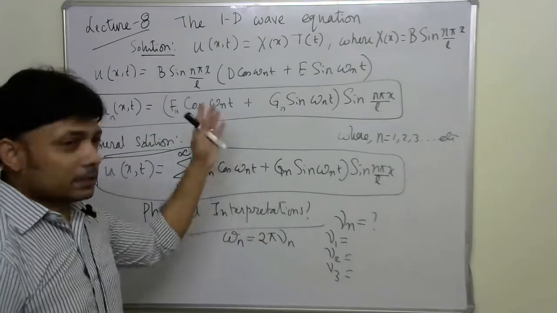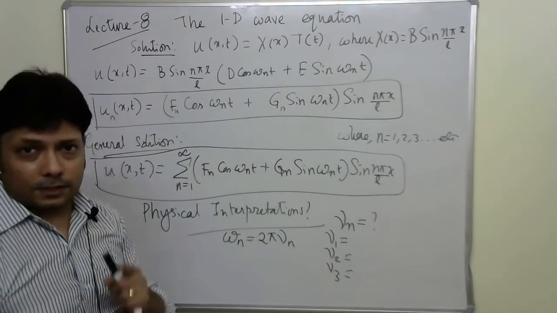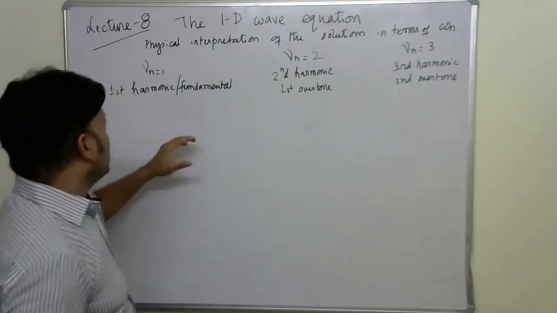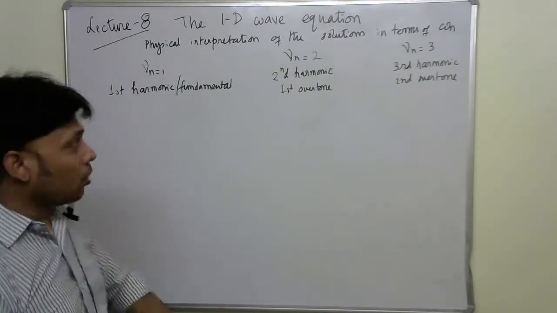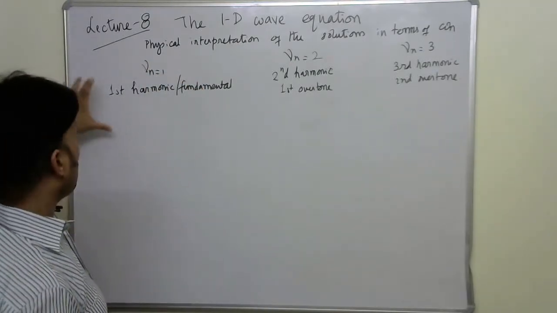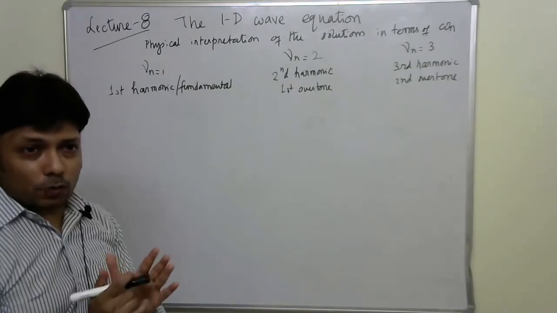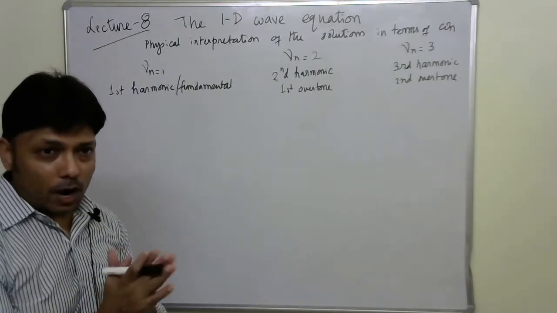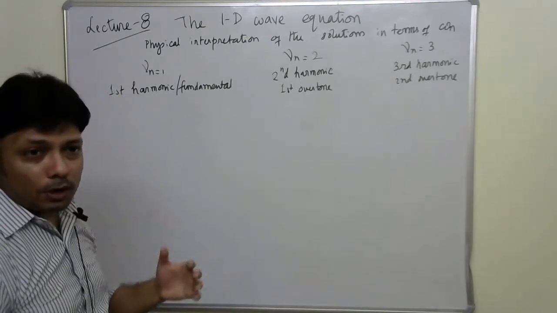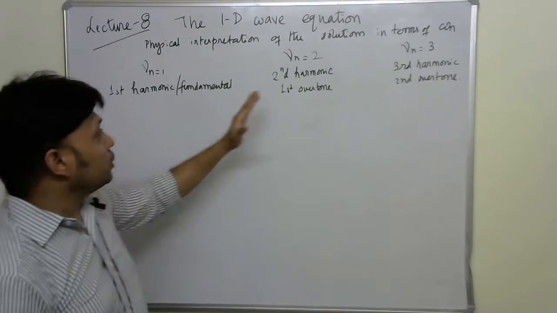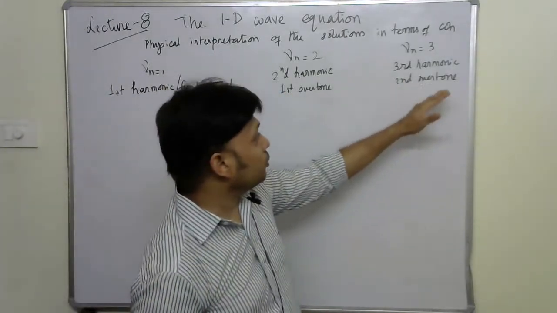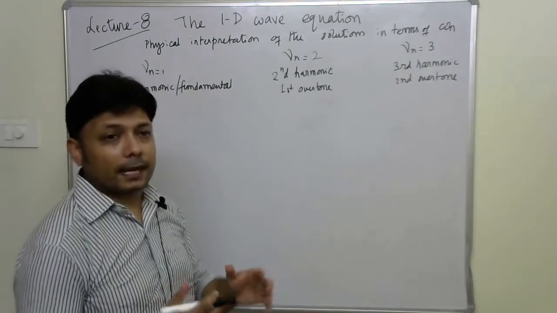Alright, so now let's come back to our physical interpretation. When n is equal to 1, corresponding to that we get a frequency nu n or nu1. So when the string is vibrating with n is equal to 1, the corresponding frequency is called the first harmonic or fundamental. For n is equal to 2, it is called the second harmonic or the first overtone, and for n is equal to 3, it is called the third harmonic or the second overtone.